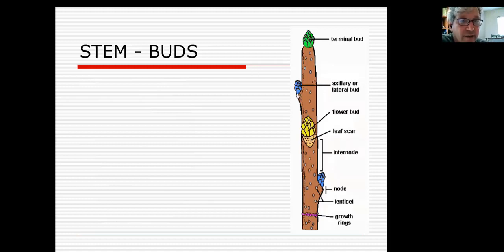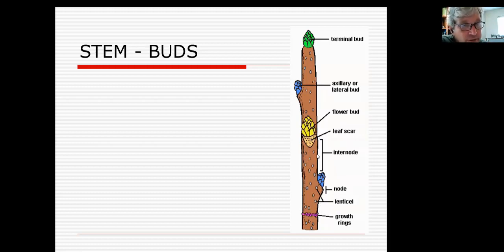Here we have an axillary bud, and there's a leaf there. Again, it's back at that axis. You may see this where the leaf scar is. Is this a monocot or a dicot? Dicot. Also, this bud could be a flower bud or it could be a stem bud at that leaf scar. It doesn't have to be a flower bud there.